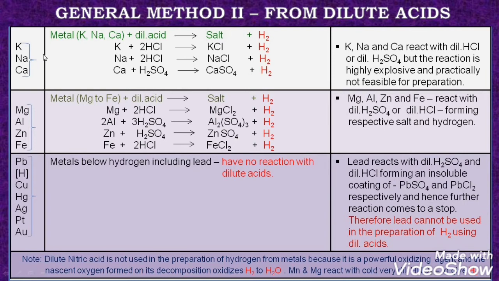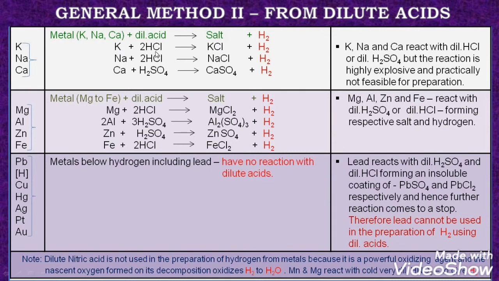Now we will learn this particular reaction with respect to the activity series. We have potassium, sodium and calcium at the top of the series. So from K to Ca, when they react with dilute acid, they form the respective salt liberating hydrogen. When we say dilute acid, it can be dilute hydrochloric acid or dilute sulfuric acid. If the metal reacts with dilute hydrochloric acid, then the salt formed is the respective chloride. If the metal reacts with dilute sulfuric acid, then the salt formed will be the respective sulfate.